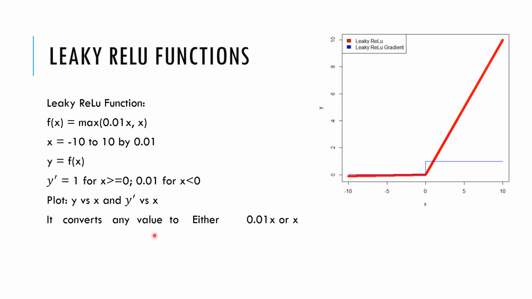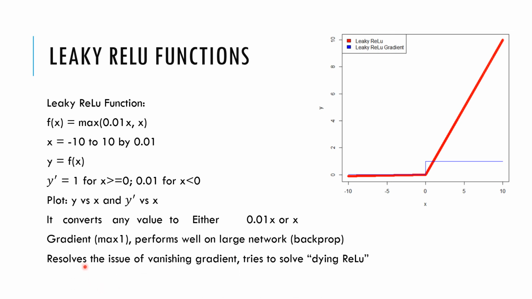So it basically converts the value into either 0.01x or x, either of these two values. The maximum gradient is 1 here, as we have seen. It performs really well on large networks, just like the ReLU function. It also resolves the issue of vanishing gradient, just like ReLU, and it tries to solve the dying ReLU problem. That can be quite debatable; it depends on the domain and the experience.